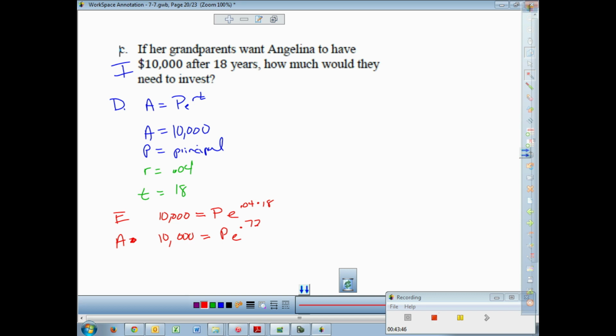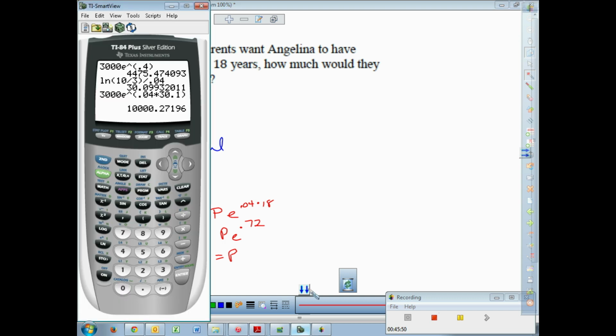What do you do to get P all by itself? Pretty simple, right? Don't we just need to get rid of this times e to the 0.72 by dividing both sides by e to the 0.72? So P equals 10 G's over e to the 0.72 power. Punch 'em in. 10 G's divided by e to the 0.72 power.